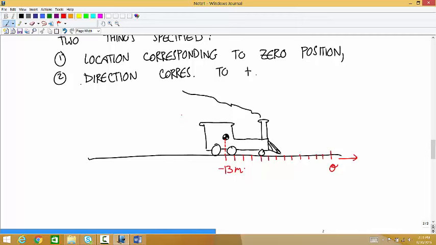And you can see how that sign works to give a direction for that position. If the train had been on the other side of the 0, we would have called it positive something. The fact that it's negative says that, if this is the positive direction, the train is located in the negative direction from what we're calling 0.